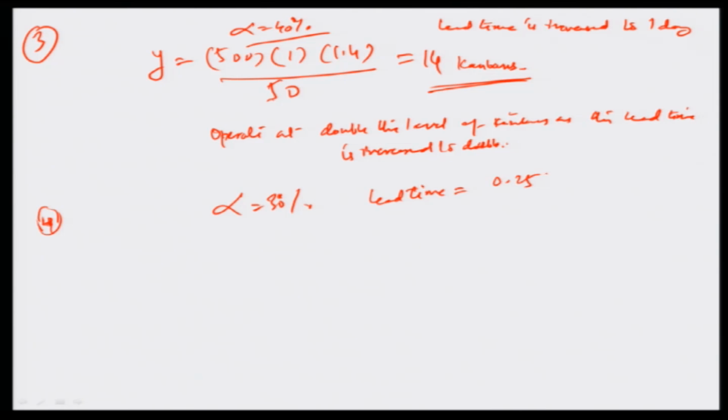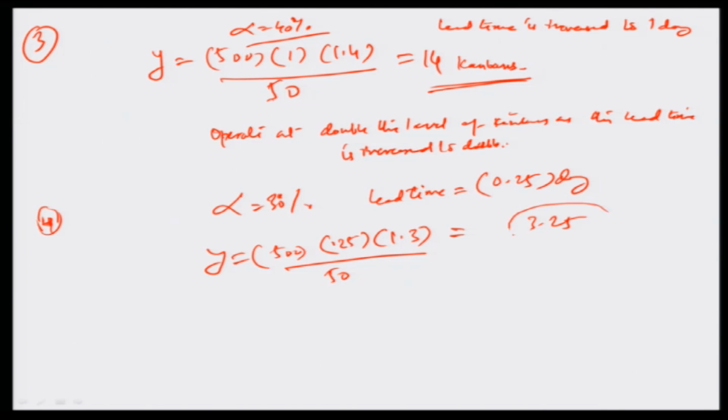to about 0.25. Now, it is a quarter of a day that the lead time has been reduced to. So, obviously, at that level the Kanban will go down further. So, 500 into 0.25 times 1.3, at which it operates now, divided by 50 makes it about 3.25. Okay. So, it is going down from the 7 Kanban level which you had earlier obtained to 3.25.